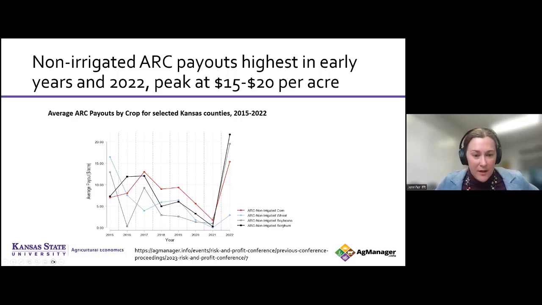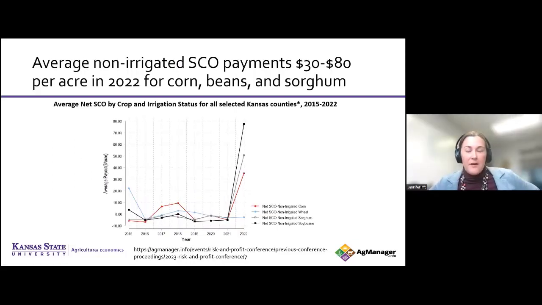Now, what about SCO? These are average payments for SCO for non-irrigated crops. It's averaging what the hypothetical payments would be for every county in this group. You can see payments averaging $20 an acre for wheat.